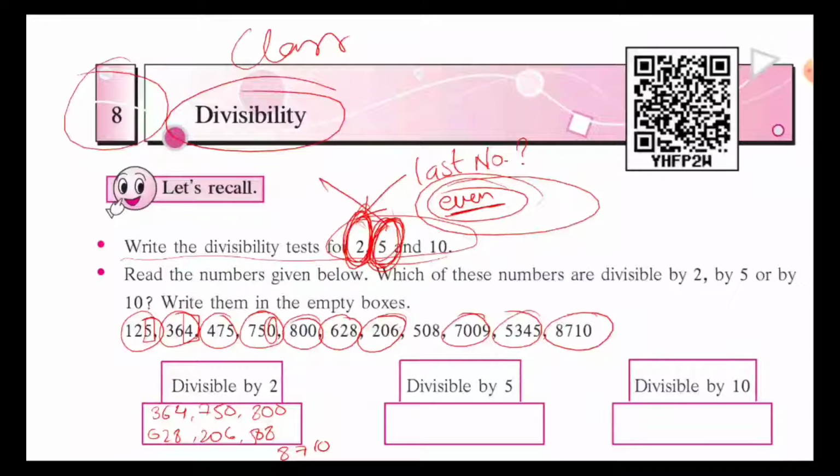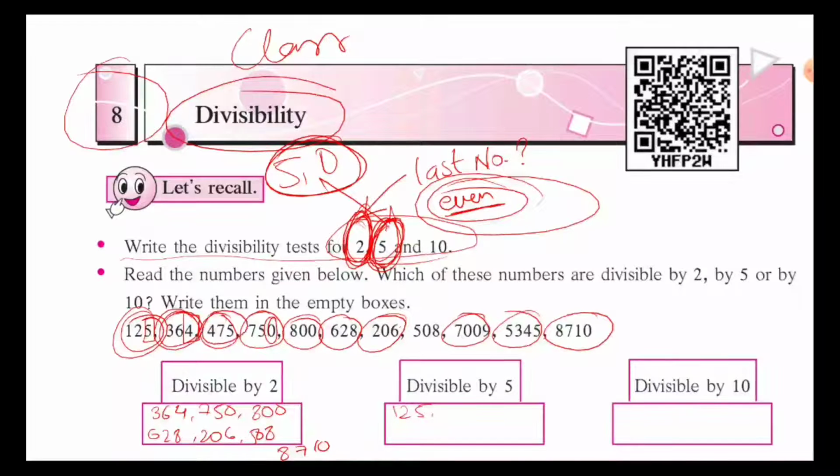What is the divisibility test for 5? The last digit should be 5 or 0. अगर last digit 5 या 0 है, then that number will be divisible by 5, or else it won't be divisible by 5. So here it is 125. Okay, last digit is 5, तो 125 divide होगा.